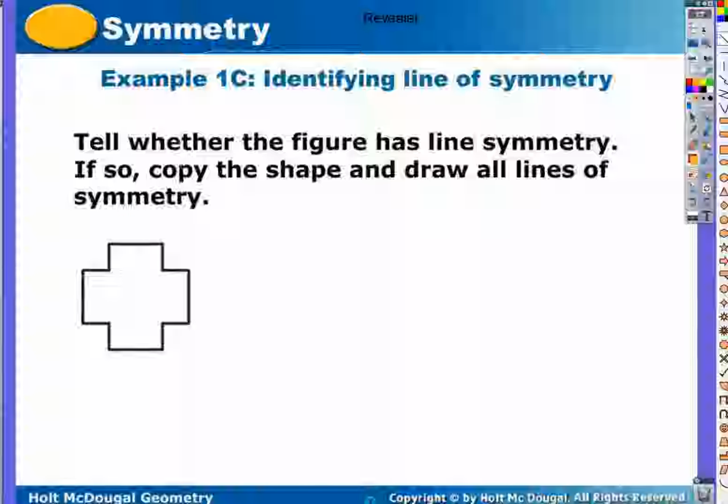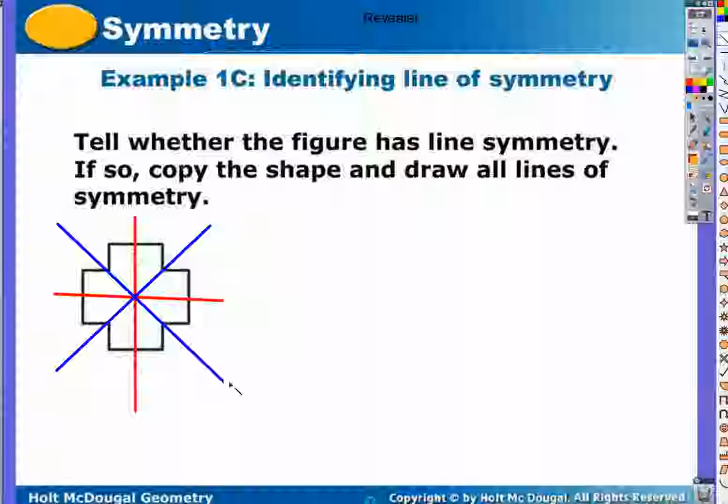Okay? So whether this figure has line symmetry, and then copy the shape and draw all lines of symmetry. So is it a yes or a no? Yes. What are the obvious ones? Horizontal, vertical. Those look the same. Do we have any more lines of symmetry? Yeah, it looks like if we came in diagonally from the corners, that would also be a mirror image of each other. If we connected, that would look the same. I don't see any other ones.